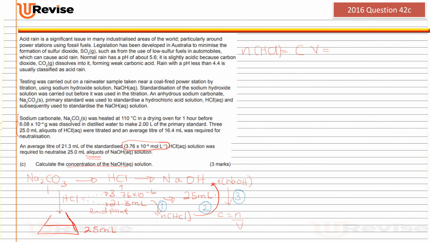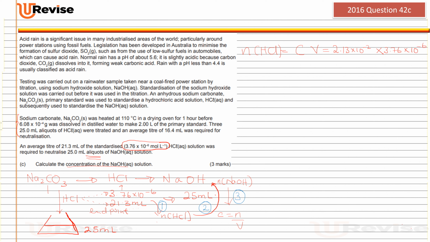The 21.3 is in milliliters, and our concentration is in moles per liter, so our units must be the same. So the volume part of our units must be the same. We need to change this 21.3 milliliters to liters, and we divide that by 1,000. If you divide 21.3 by 1,000, you get 0.0213. So that's 2.13 times 10 to the power minus 2 times 3.76 times 10 to the power of minus 6.